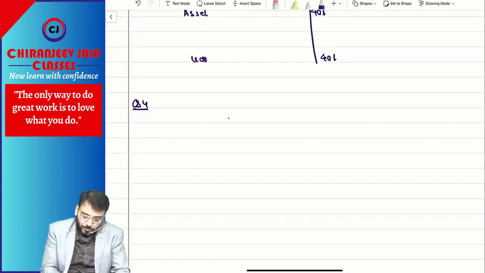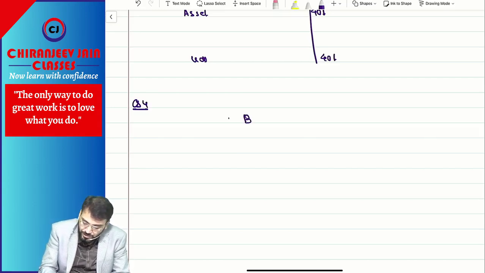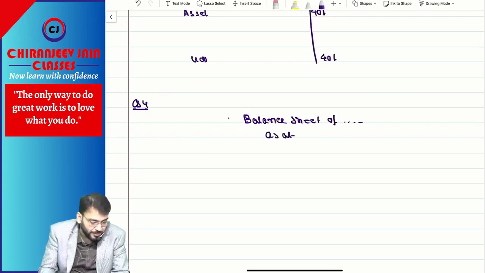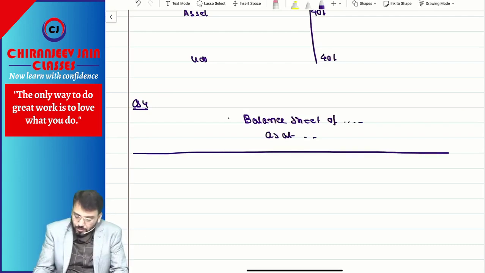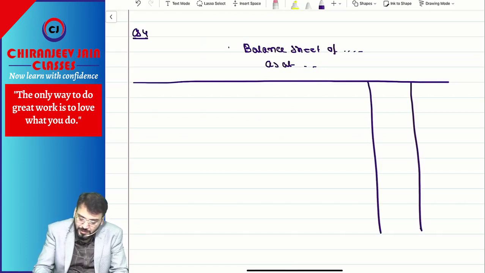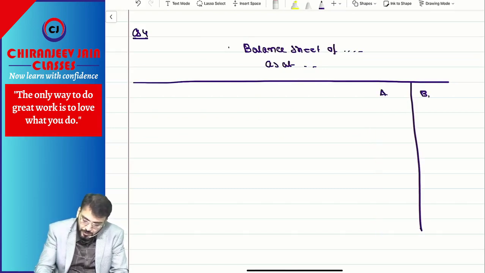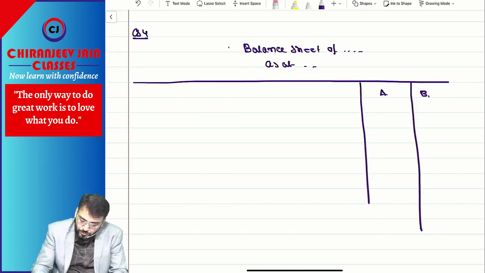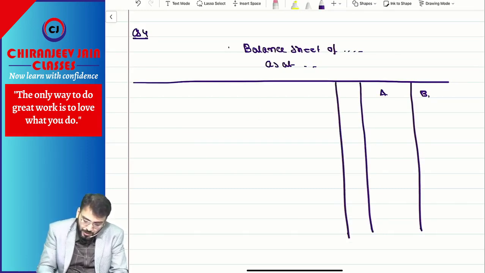So question number 4. We need to prepare the balance sheet. Which date is given? Not given. So in one column we write A Limited, in one column we write B Limited, and in one column we write notes to accounts.